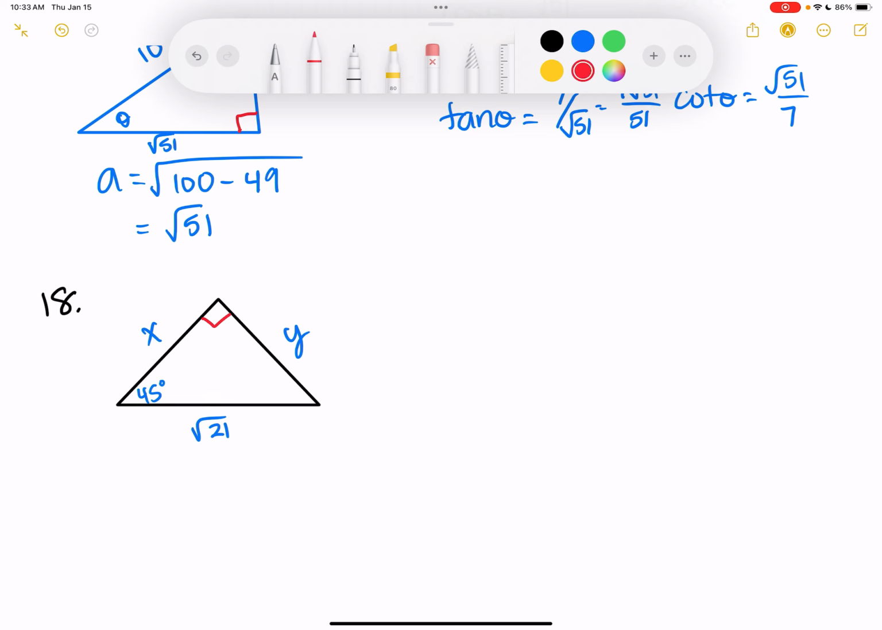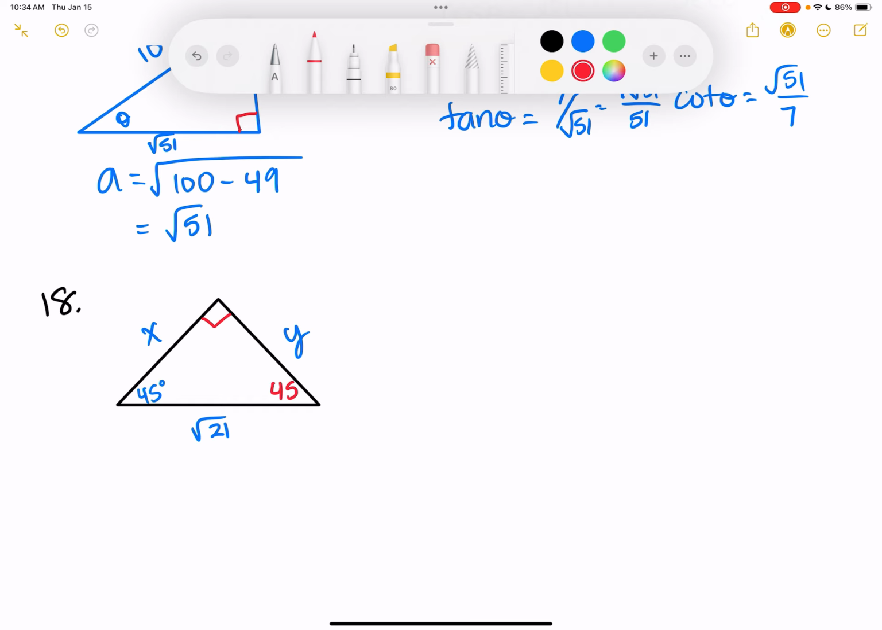I don't know if you remember, but you also learned about special triangles in geometry, or at least I hope you did. You had two different special types of triangles. You had a 45-45-90 triangle and you had a 30-60-90 triangle. This is 90, this is 45, this also has to be 45.